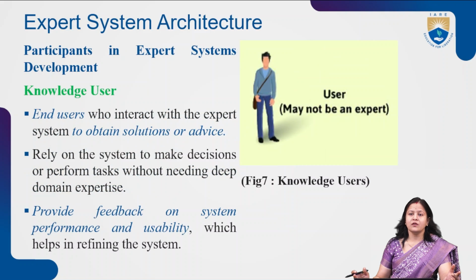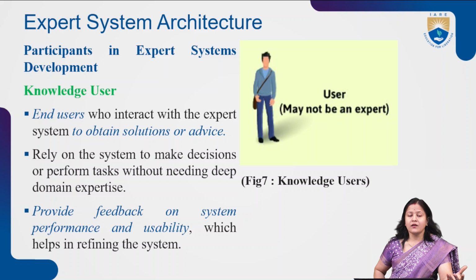And the third user, as I told, may not be an expert, but they are users like us. They are called end users also. End users interact with the expert system to obtain solutions or advice, and rely on the system to make decisions or perform tasks without needing any deep domain expertise. They can use the expert system, and they are responsible for providing feedback on the system performance and usability, which helps in refining the system.